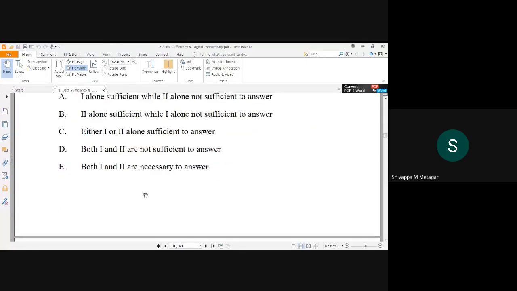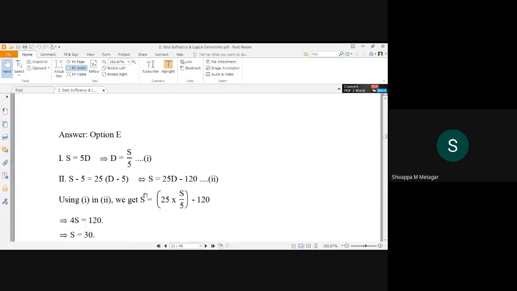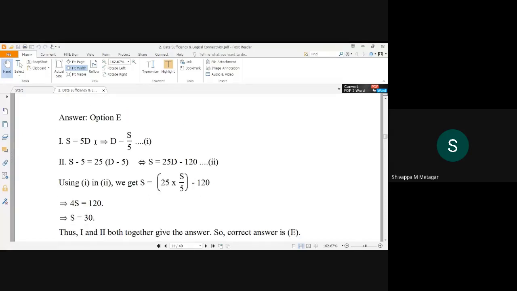Now we can go to the solution of this one. Just see here: the first statement is Sonia's present age is 5 times Deepak's age, so based on this, D equals S by 5. The second statement they have given: 5 years ago, S minus 5 equals 25 into D minus 5.